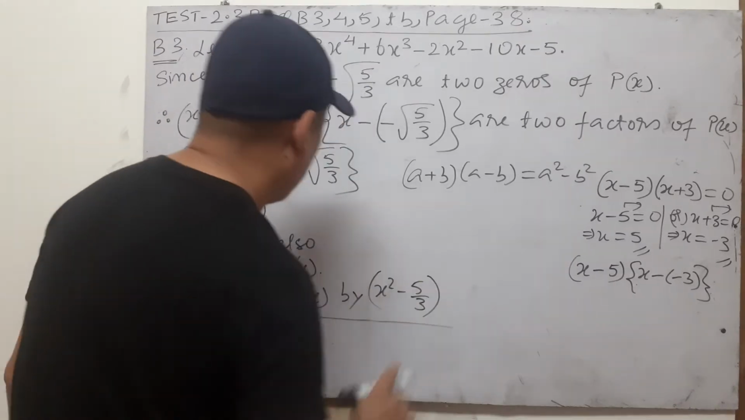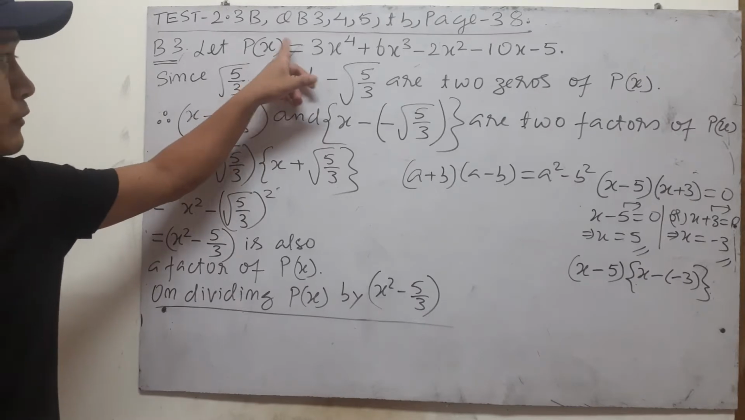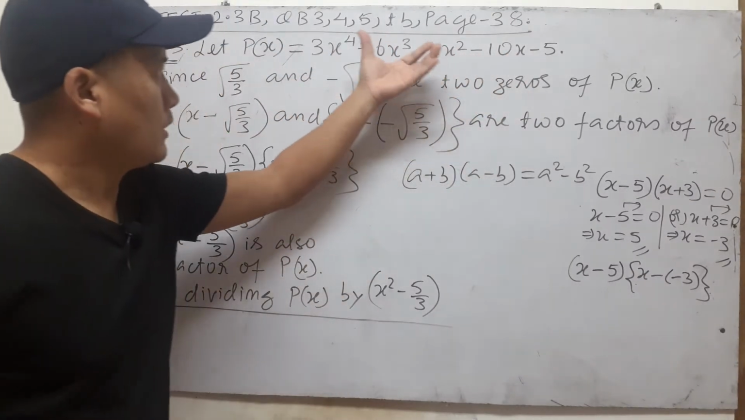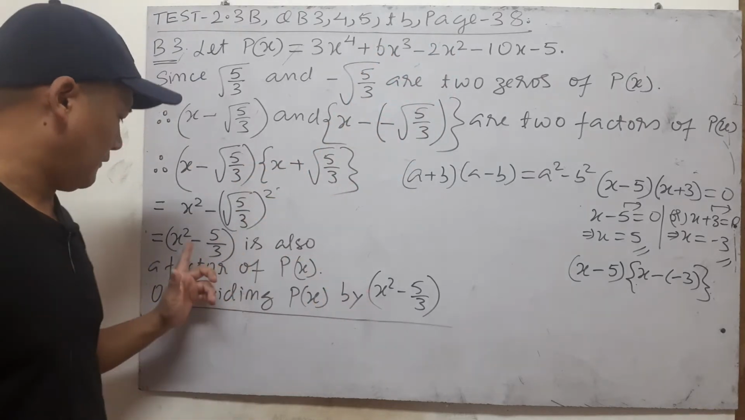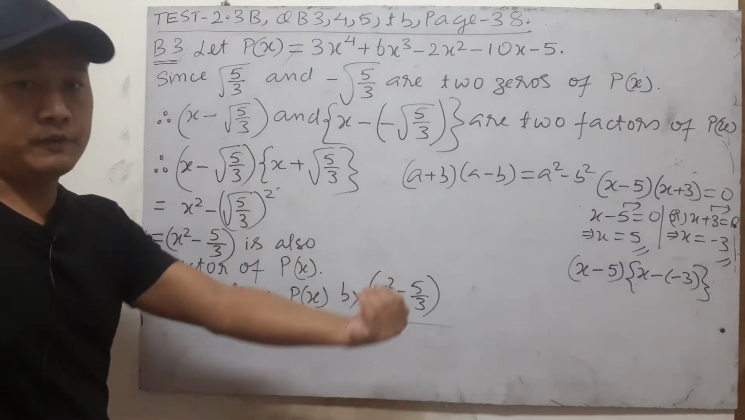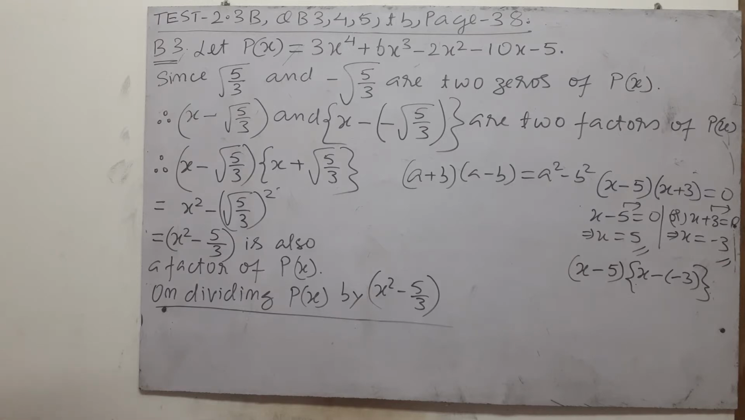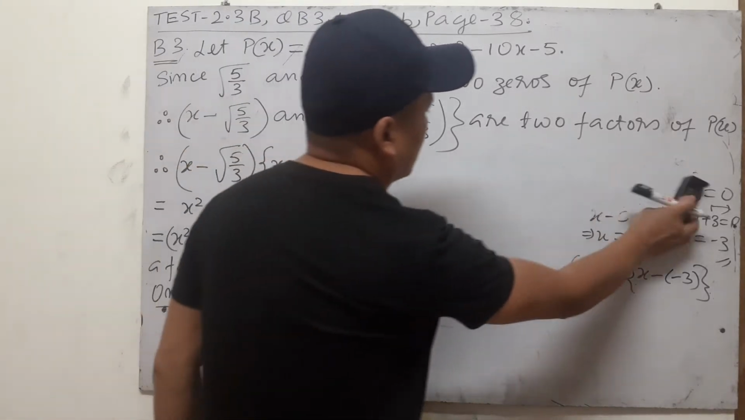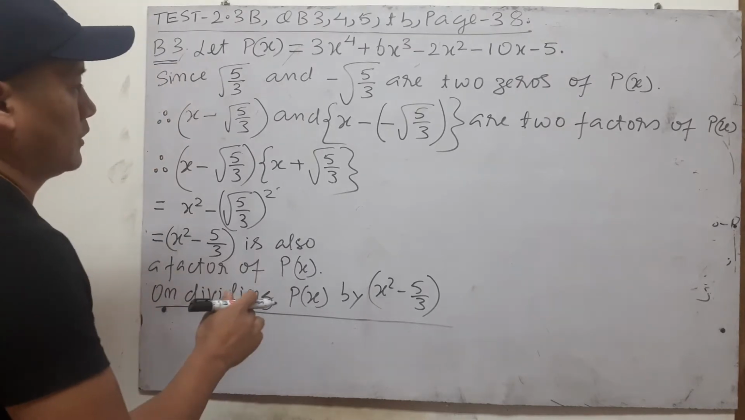Let's see. We know that if x square minus 5 by 3 is a factor of p of x, and when we divide p of x by this factor, whatever we obtain as a quotient will also be another factor, right? So we're trying to find all the factors of p of x so that we can answer our question, find all the other remaining zeros. So when we divide this, we know the normal division process.